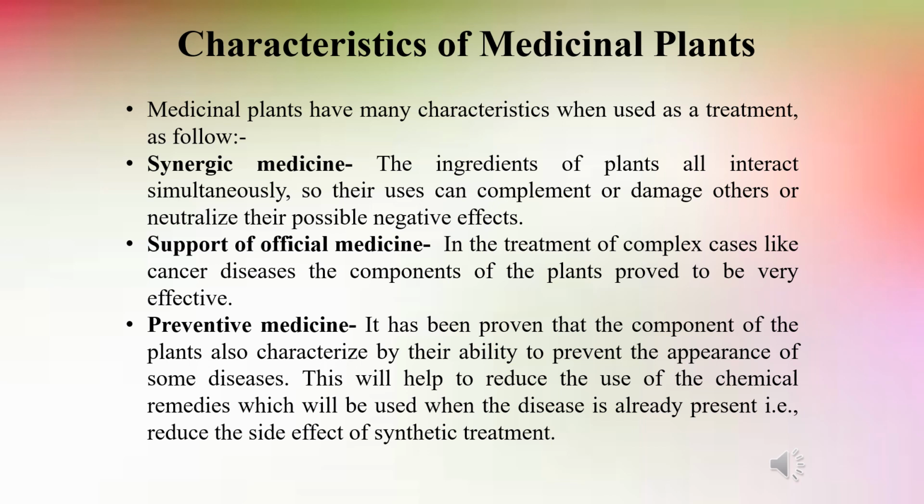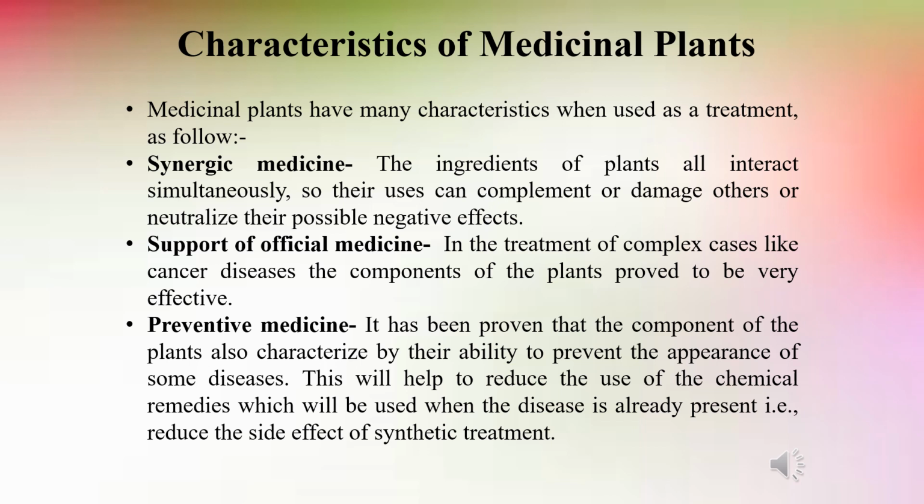Here are the characteristics of medicinal plants. Medicinal plants have many characteristics when used as a treatment as following. The first one is synergic medicine. When the ingredients of plants all interact simultaneously, so their uses can complement or damage others or neutralize their possible negative effects. Then those called synergic medicine.